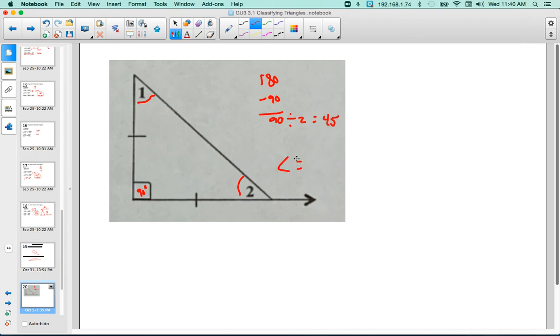Angle 1 equals 45 degrees, and angle 2 equals 45 degrees. Okay, they're both 45. This is actually one of those things: if you have an isosceles right triangle, the two acute angles will always equal 45 degrees. Okay, always, no matter how big or small you draw it, these acute angles will always be 45 degrees. And that's because if you have a 90-degree angle, when you take that away from 180, you always have 90 degrees, and then half of that is 45.